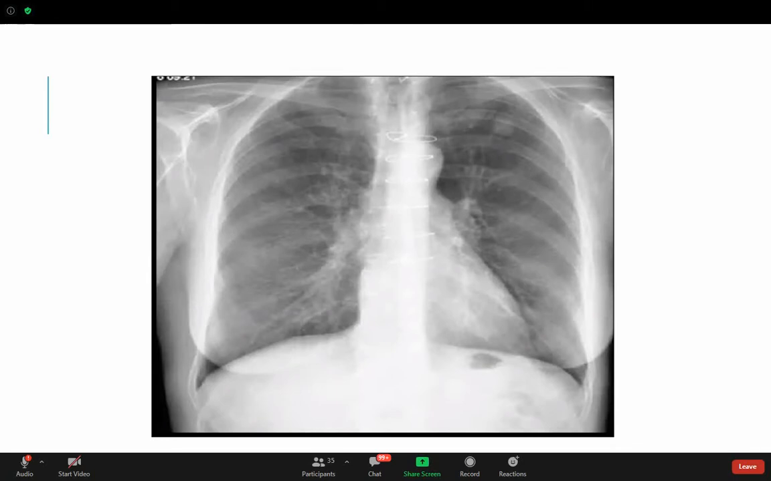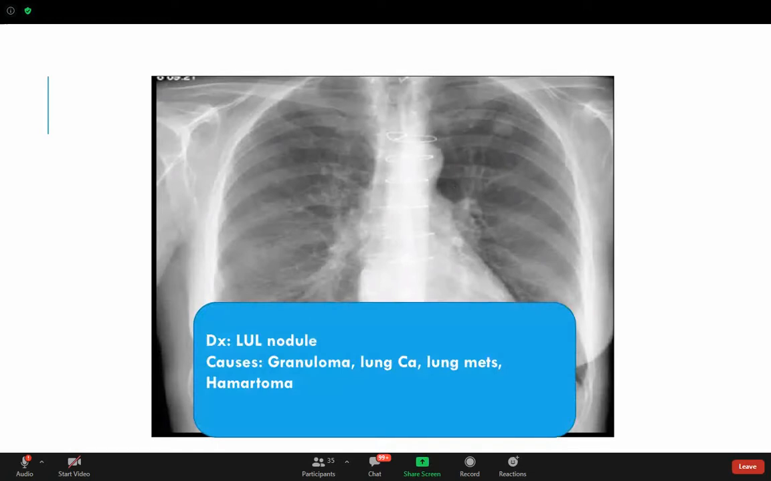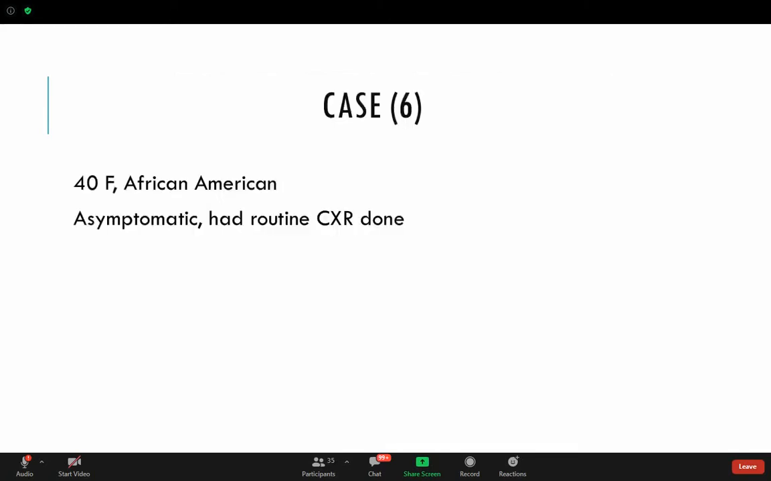For example, this patient is female, but let's say the case was a male and you see a breast shadow, that probably means it's the wrong X-ray. But overall, the abnormality here in the lung, you're absolutely right. It's a nodule in the left upper part of the lung, okay? What are the possible causes? Well, granuloma can cause that, lung cancer, lung mets, where the primary is not in the lung, or hamartoma, okay?